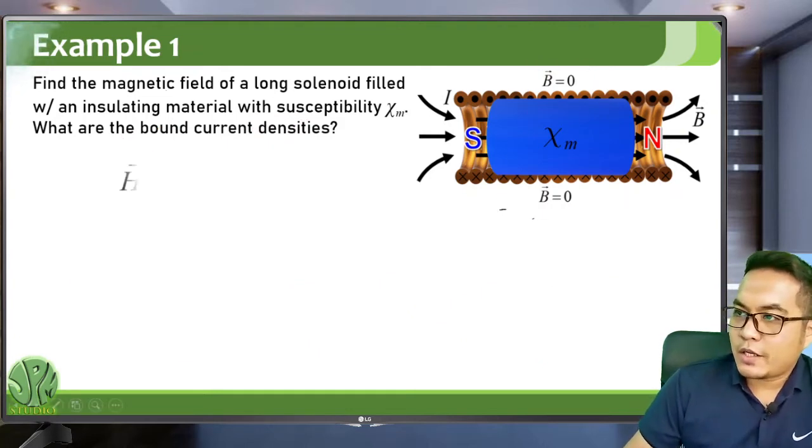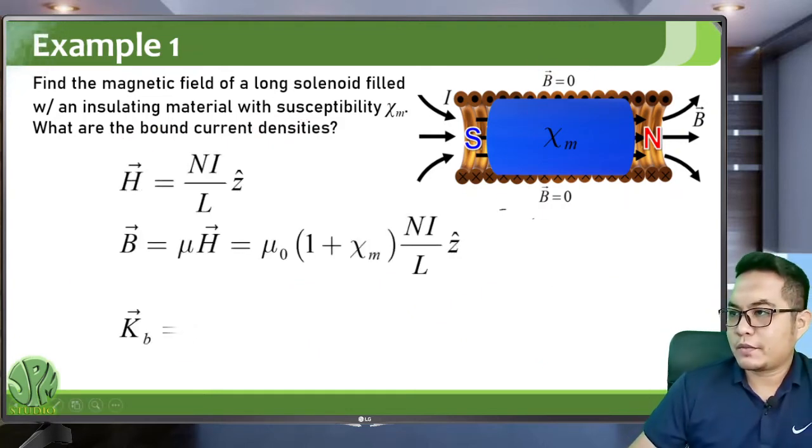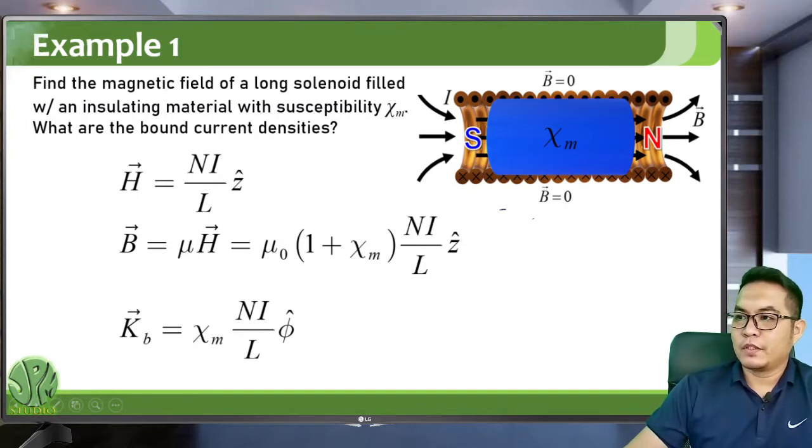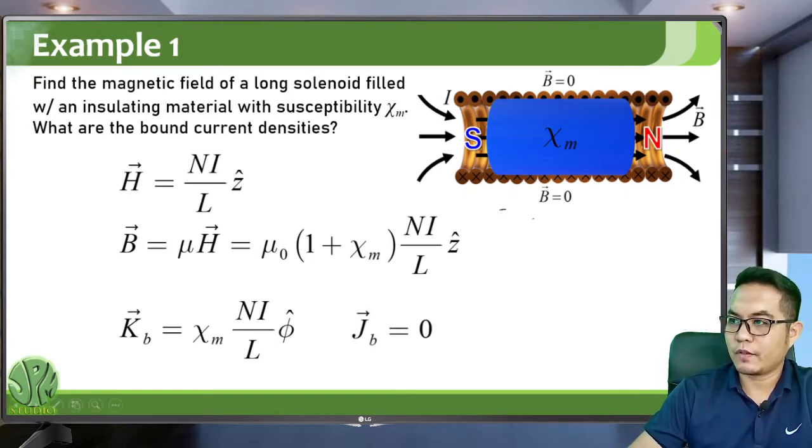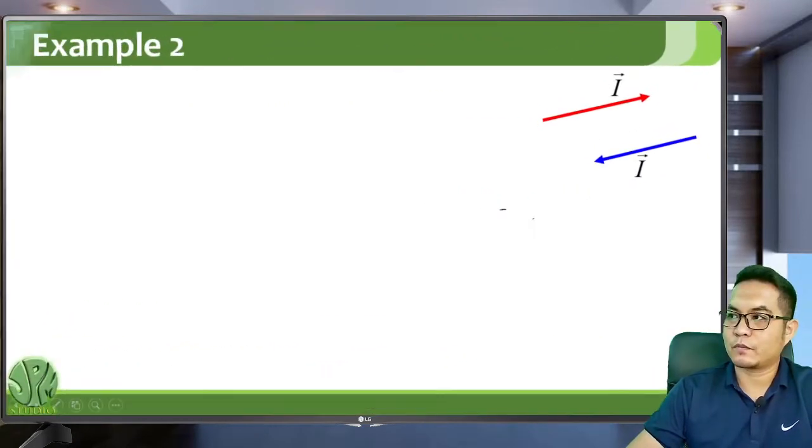Okay. So this is the summary of our results. The free current and the bound currents are moving in the same direction in this case. The free current in the solenoid and the bound currents in the insulator are moving along the phi axis, and there are no volume bound currents in this case.